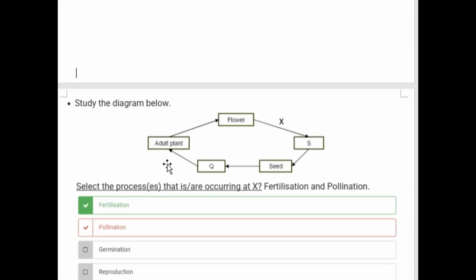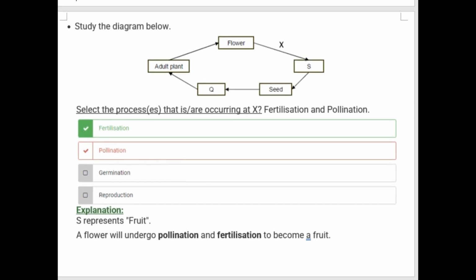Study the diagram below. Select the processes that is/are occurring at X. Fertilization and pollination. Explanation. S represents fruit. A flower will undergo pollination and fertilization to become a fruit.